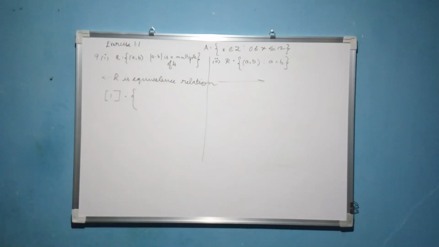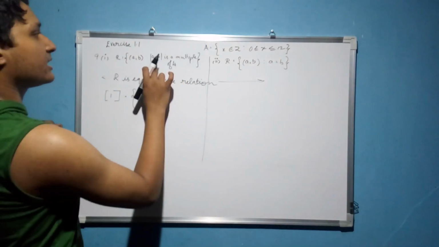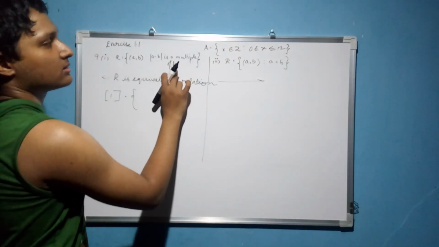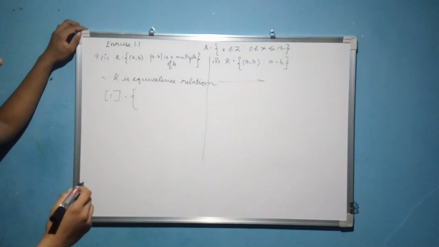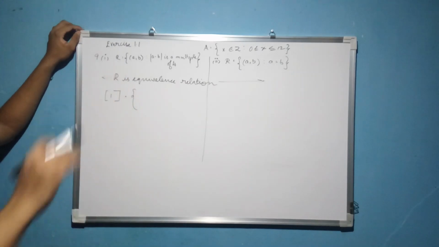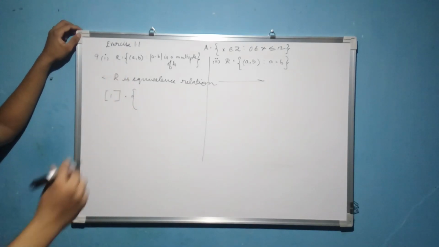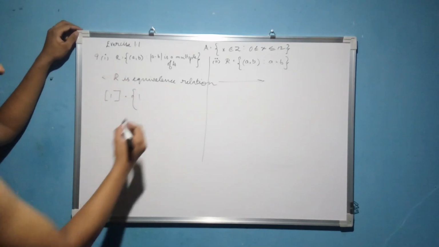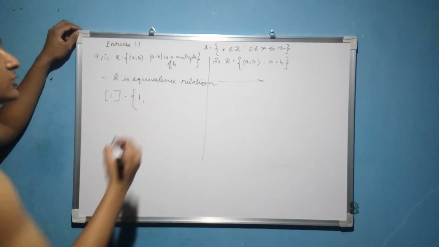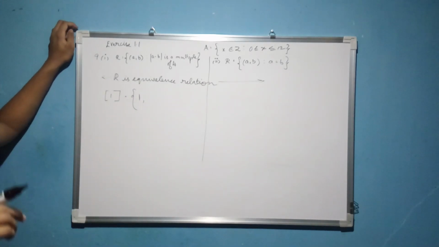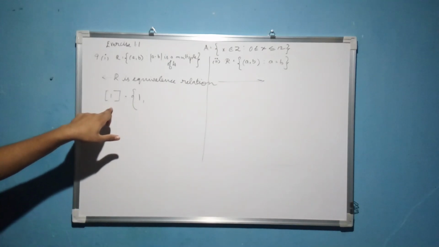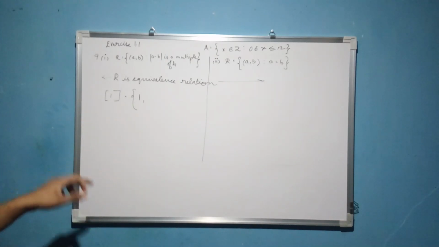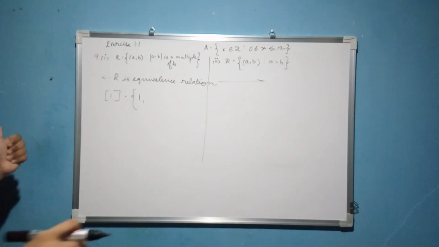Now how do we do this? A minus B is a multiple of 4. That means that the difference between A and B should be a multiple of 4. So 1 minus 1, considering 0 also to be a multiple of 4, or the 0th multiple of 4 to be 0, we are considering 1 is related to 1. That's how you show that it is a reflexive relation over there.